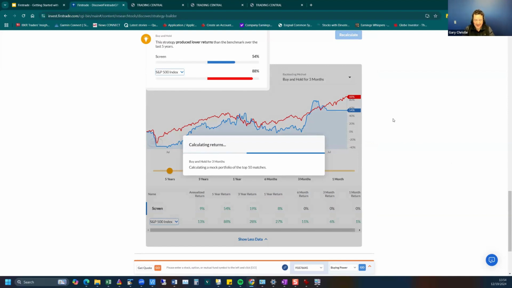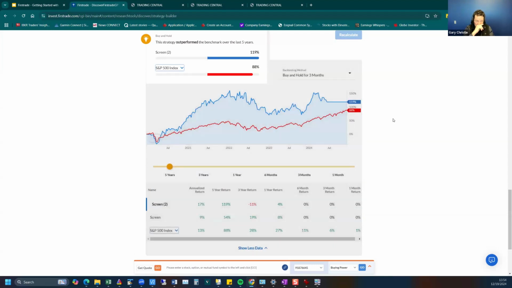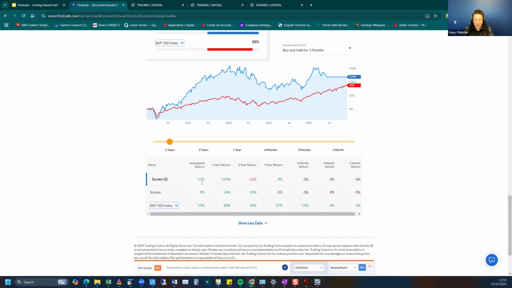We'll get some more results, and I like to have at least a nice pool of results to do a proper back test. It has to be at least 10, by the way, but more the better to see how it's performed, and maybe it doesn't perform better. Well, here we go. So here's a good example, right? So now we're outperforming the S&P 500 if you follow this strategy, right? It's now giving me a 17% annualized return over 5 years, 119% 5-year return compared to the S&P 500.